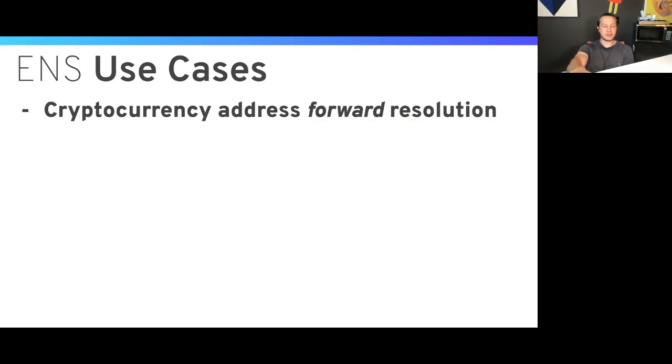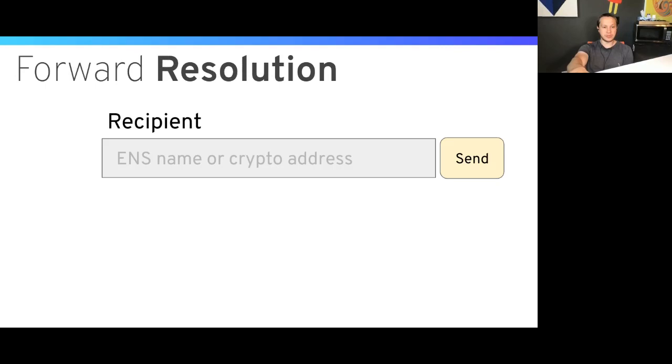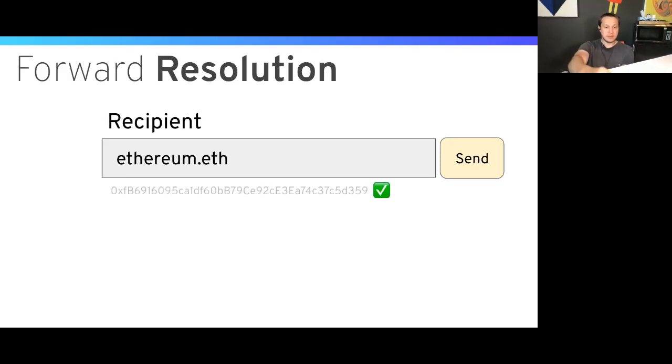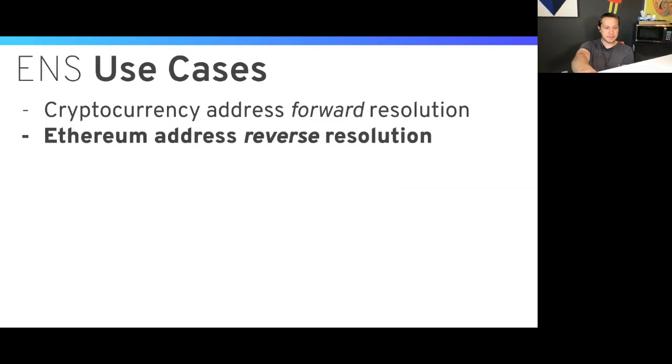So the first use case is cryptocurrency address forward resolution. Basically, let's say you want to send somebody, like I said, Dogecoin or Link or something like this. Well, you don't have to get their Dogecoin address or their Ethereum address or their Bitcoin address. They can have that already set up in their ENS name. All you do is type in their ENS name, and the wallet grabs the appropriate cryptocurrency address based on context, and sends the transaction. Super simple.